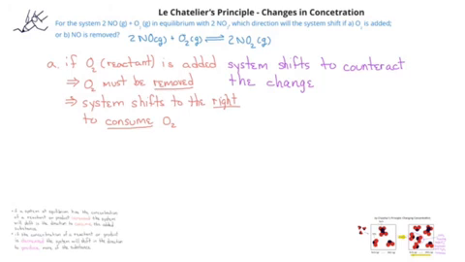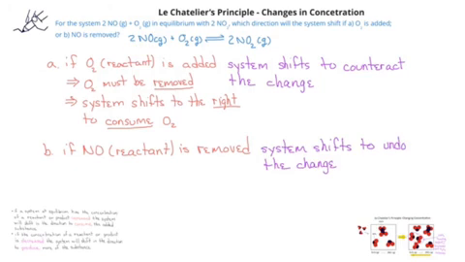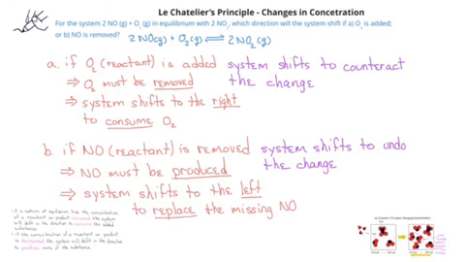What about the second example, where NO is removed from the system at equilibrium? If NO, a reactant, is removed, the system will shift to the left to produce more NO and to decrease the original concentration of NO2.